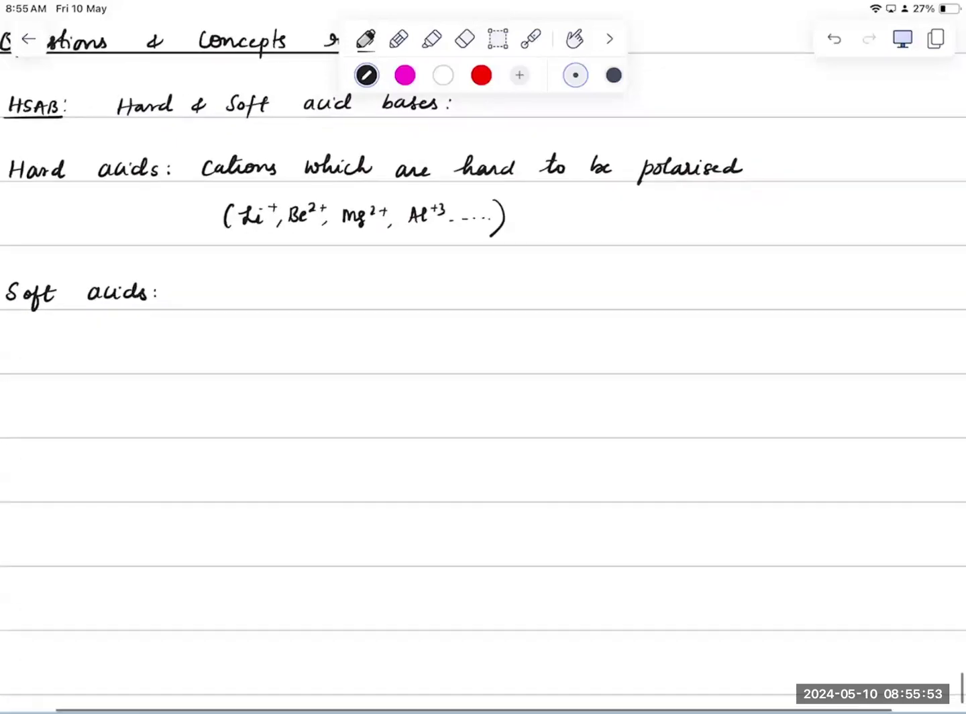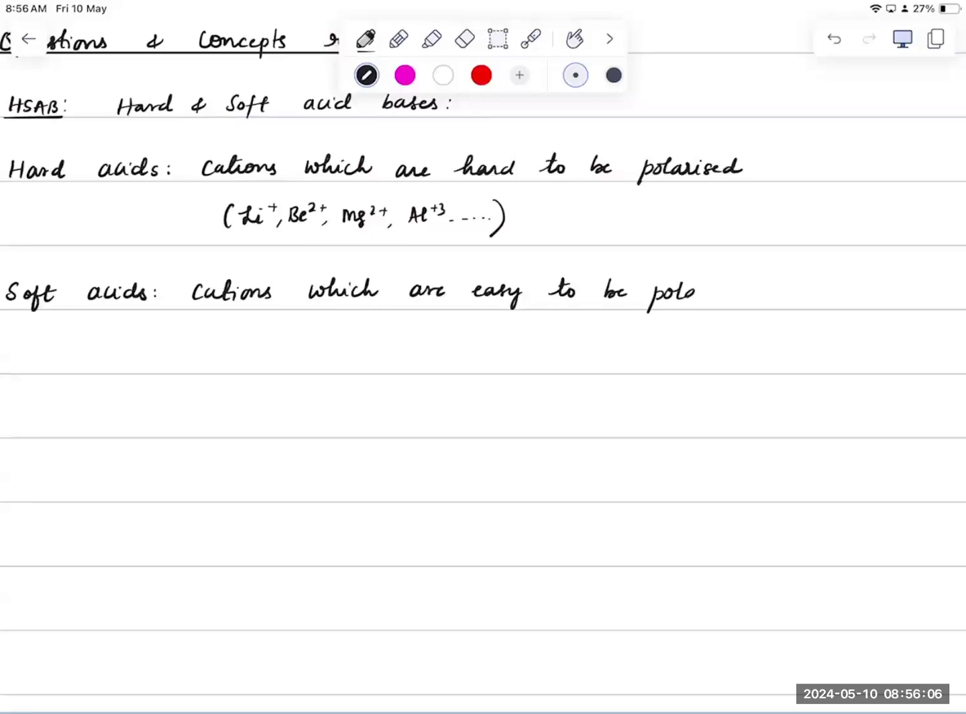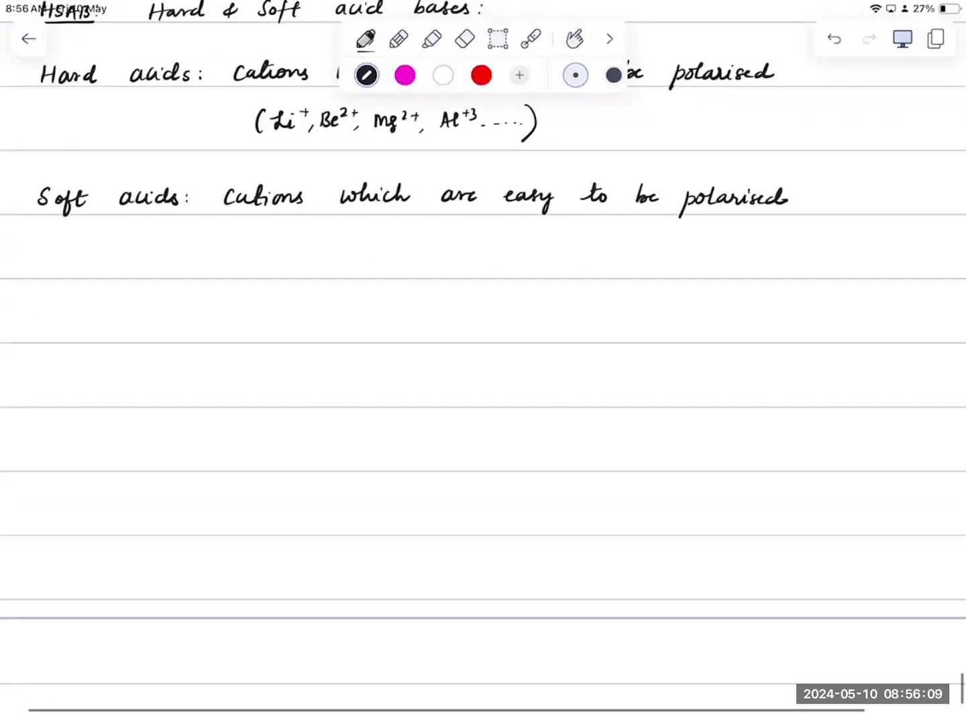Soft acids. These are cations which are easy to be polarized. If you notice the example here, Cs plus or any carbon-based plus charge, or silicon getting a plus charge here, and so on. In this kind of case, these are all soft acids.